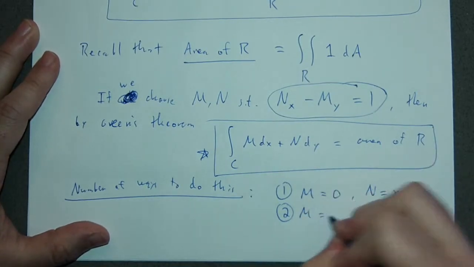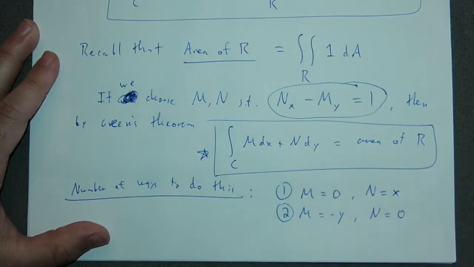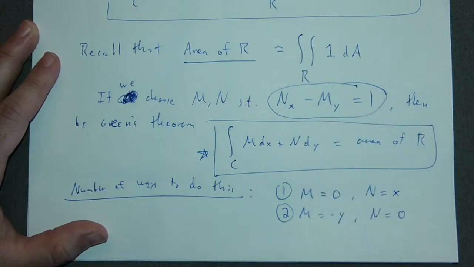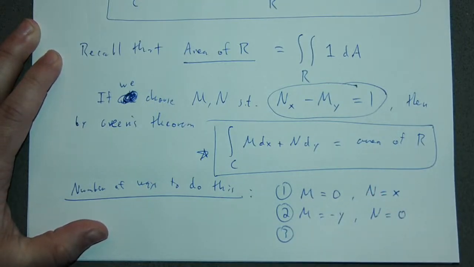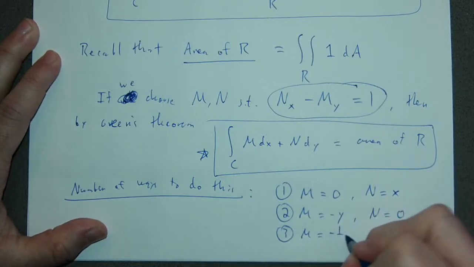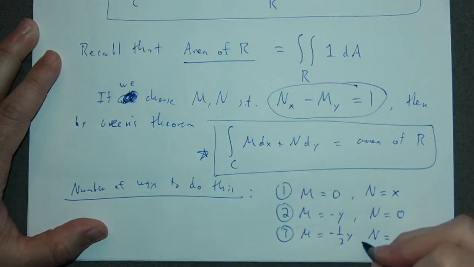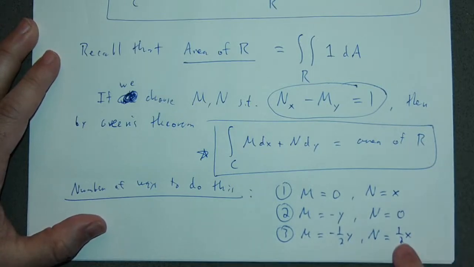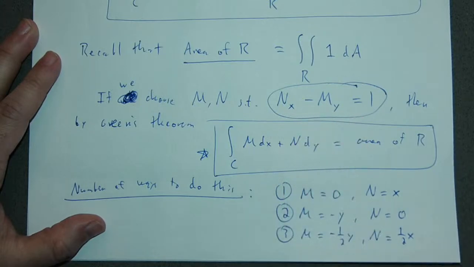What's another way of doing it? Well, I could let M be minus y, and I could let N be 0. If M is equal to minus y and N is equal to 0, then the x partial of N is 0. The y partial of M is minus 1, so this is minus minus 1, which is 1, and that works. What about something where both of them are non-zero? Well, I could let M be minus 1/2 y, and I could let N be 1/2 x. That also works. The x partial of N is 1/2. The y partial of M is minus 1/2. So this would be 1/2 minus minus 1/2, which is also 1.